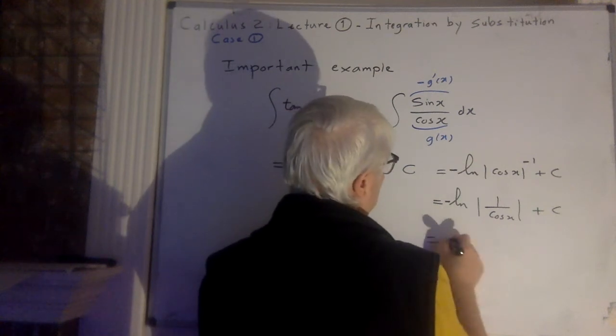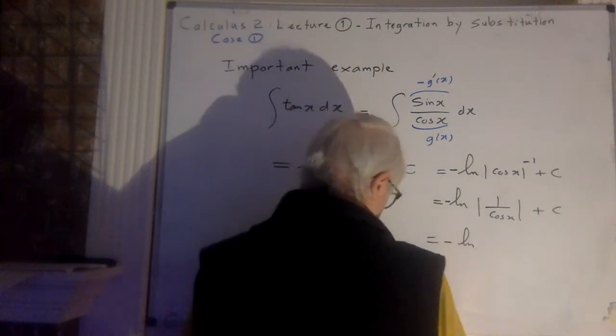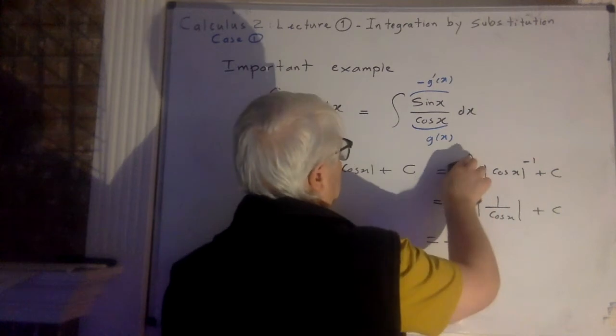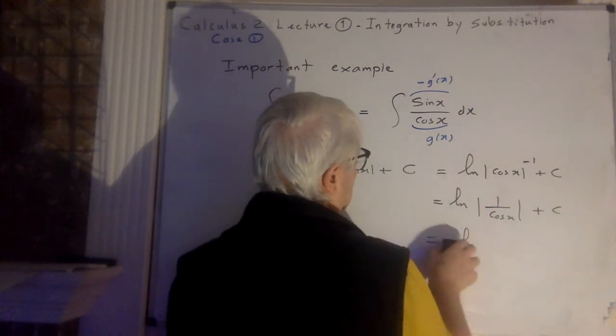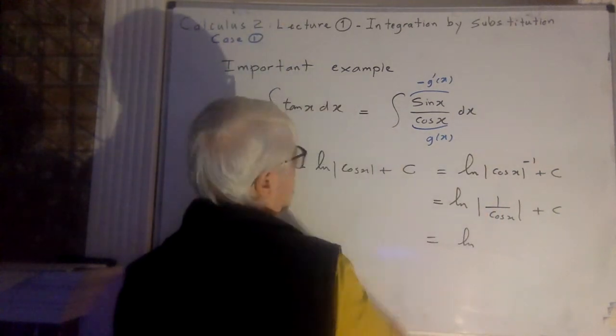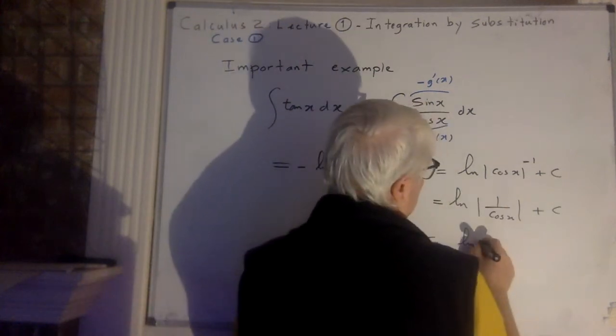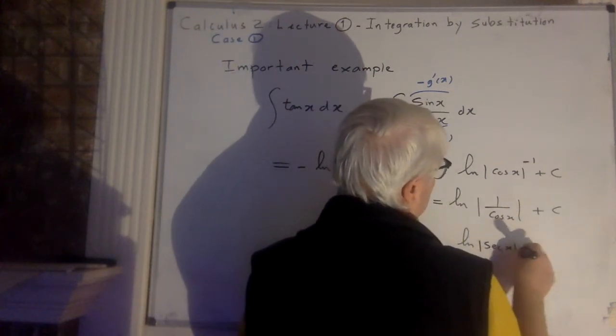So minus L, oh no. Oh yeah, I put the minus over there, so the minus comes here. So that is ln of secant x plus c.